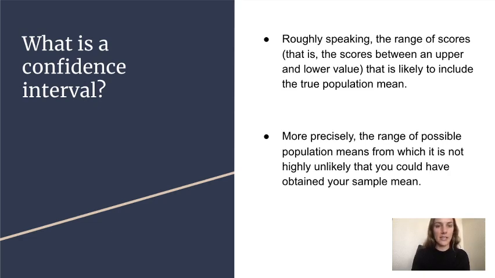More precisely, it's a range of possible population means from which it's not highly unlikely that you could have obtained your sample mean. That's a bit of a mouthful, isn't it? But it's basically saying, if we don't know what the population is, the population's some enigma that we're trying to address, a confidence interval uses probability and our sample means, and things like variability and error, in order to create a range that we would expect if our sample is at all representative of our population.